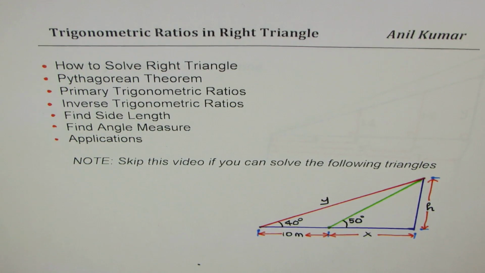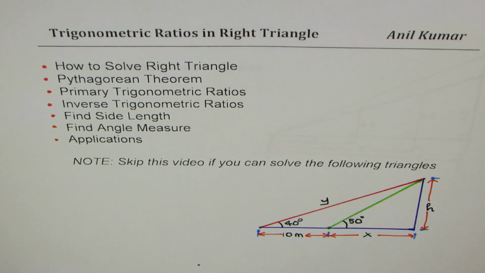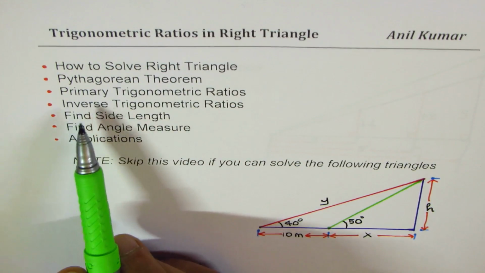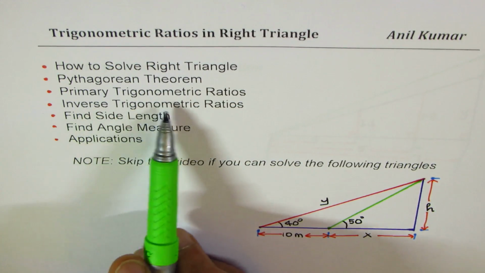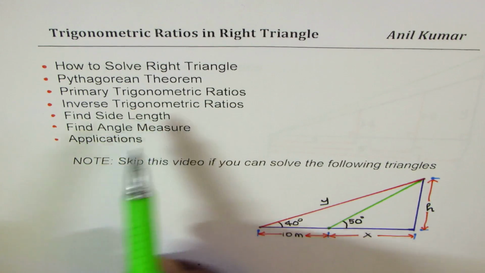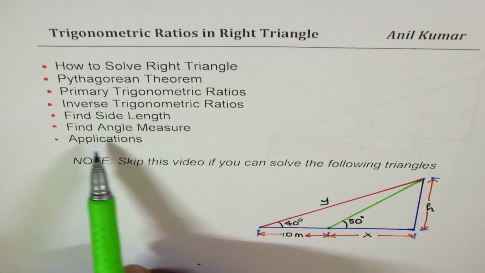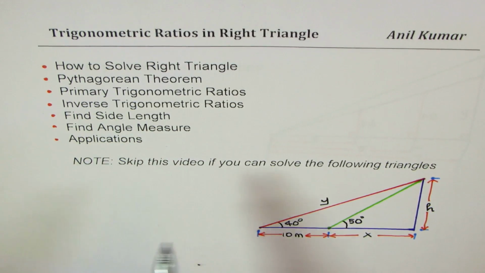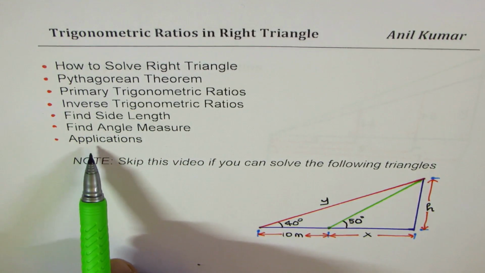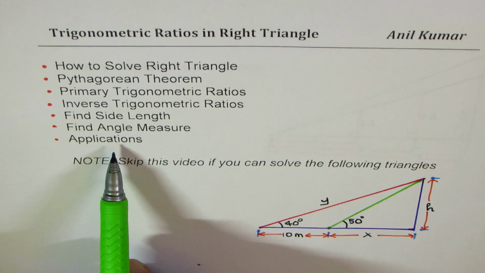I'm Anil Kumar, sharing with you a few concepts about trigonometric ratios in right triangles. We'll discuss how to solve a right triangle, the Pythagorean theorem, primary trigonometric ratios, and inverse trigonometric ratios. We'll see how to find side length and angle of measurement for any triangle, and we'll have two application questions.